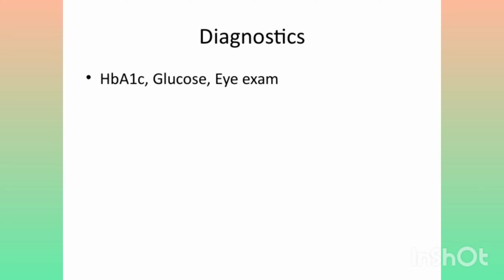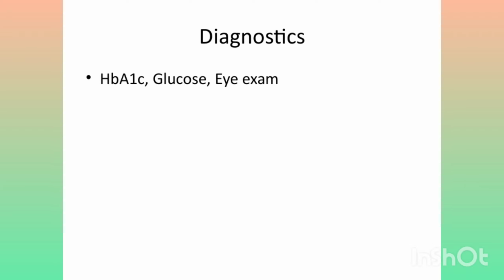Let's take a closer look at some of the key diagnostics we use to monitor and manage diabetes. First up is HbA1c, which provides an average blood sugar level over the past 2 to 3 months. It's a crucial measure for understanding how well someone's blood glucose is being controlled over time. Next, we have fasting or random blood glucose tests, which give us immediate snapshots of current glucose levels. These are essential for diagnosing and tracking the disease on a more regular basis.